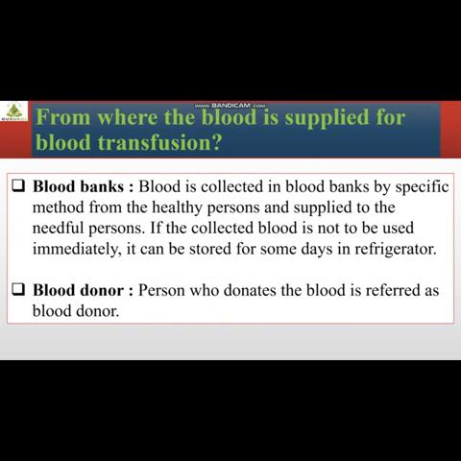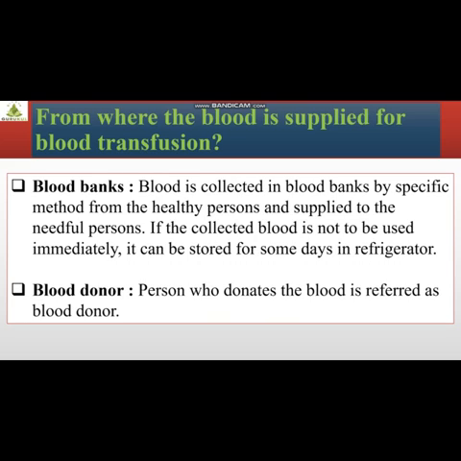What are blood banks? Banks, storage of blood. So, blood is collected in blood banks by a specific method from healthy persons and supplied to the needy person. That means we are collecting the blood from a healthy person and it is supplied to the needful person who is in the emergency ward. If the collected blood is not to be used immediately, then it can be stored for some days in a refrigerator. Where can it be stored? In the refrigerator as well.